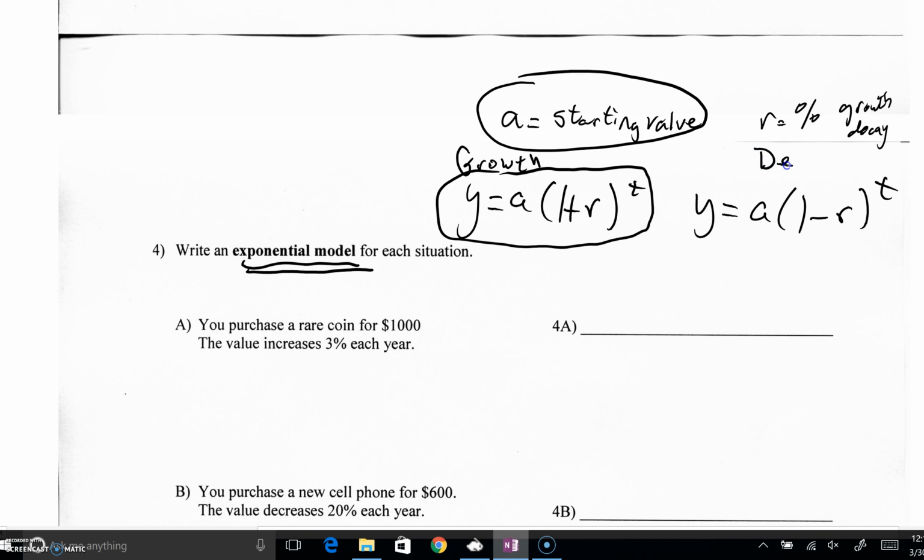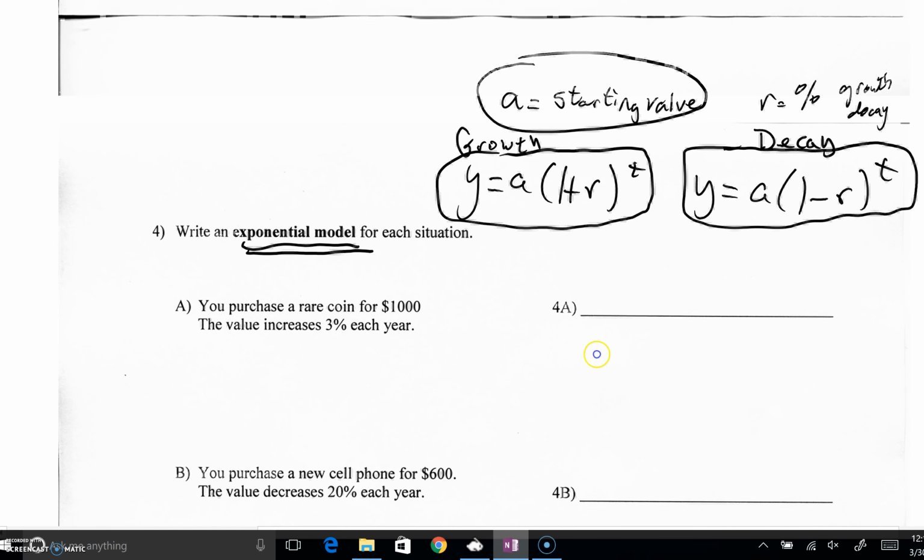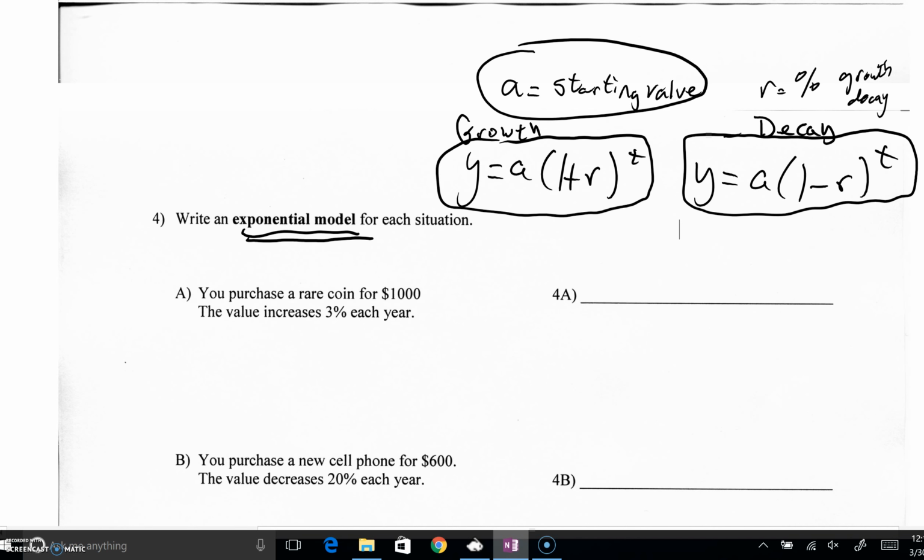For decay, very, very similar situation. You're going to see that r is going to be subtracted from 1, so 1 minus r. R is always going to be a yearly rate of either increase or decrease. A is always a starting value. So when we look at 4a, we know that we're dealing with increasing. We know that we're starting with 1,000. And we know that our r is going to be 3%, which literally means divide by 100.